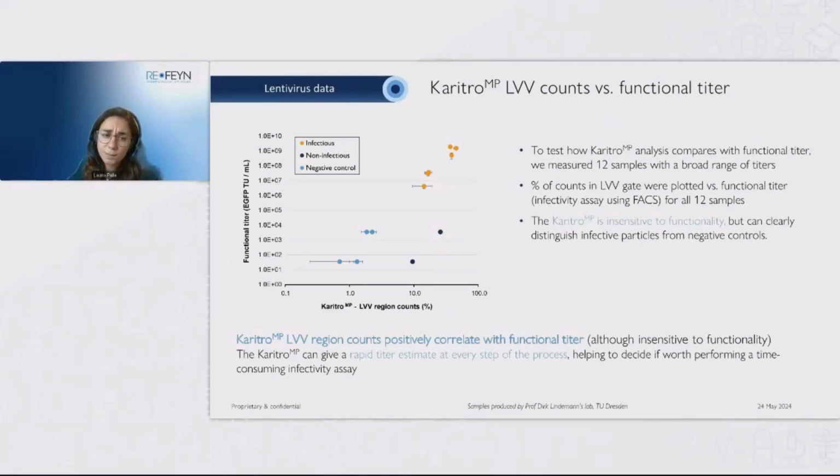The positive aspect here is that in a few minutes you have a clear distinction between infective particles and negative controls. So the conclusion is that Karitro can be used for a rapid titer estimate at every step of the process, and this can help decide what to do next. So, is it worth my time to perform a time-consuming infectivity assay or not?